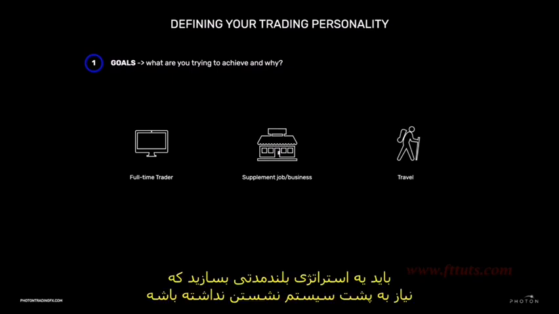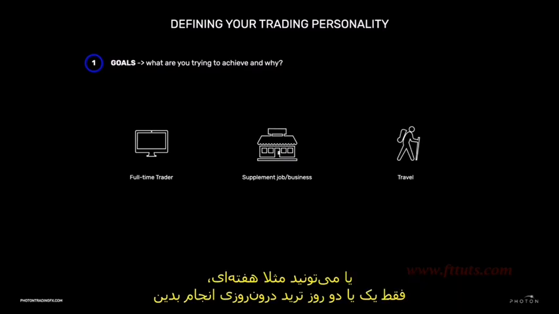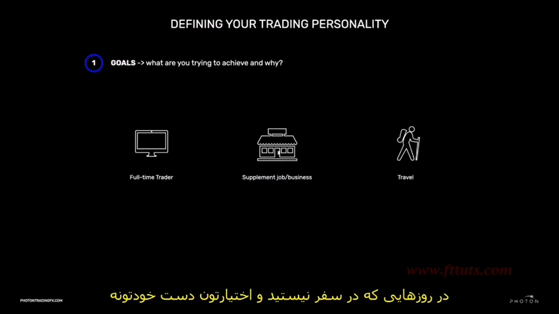You will most likely want to either develop a longer term hands-off strategy where you are setting risk entries on the longer term timeframes with that set and forget management, or go to the complete other extreme and maybe you just want to day trade, 1 or 2 days a week, for example, where on those days you do not travel or explore, but you dedicate that time solely to trading.